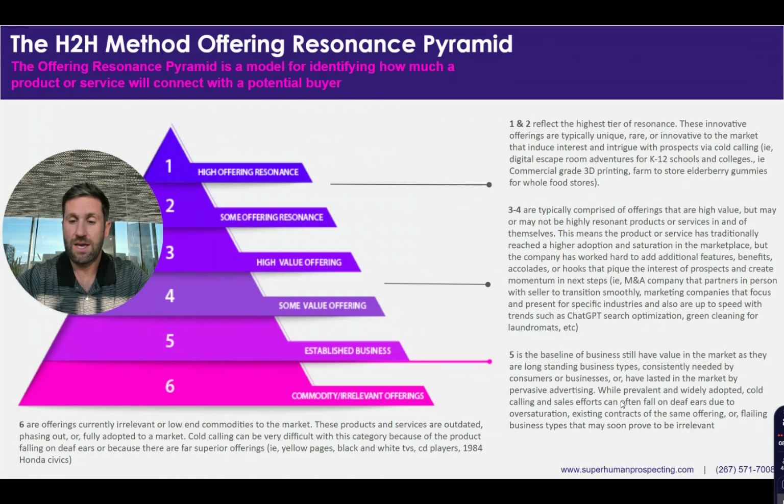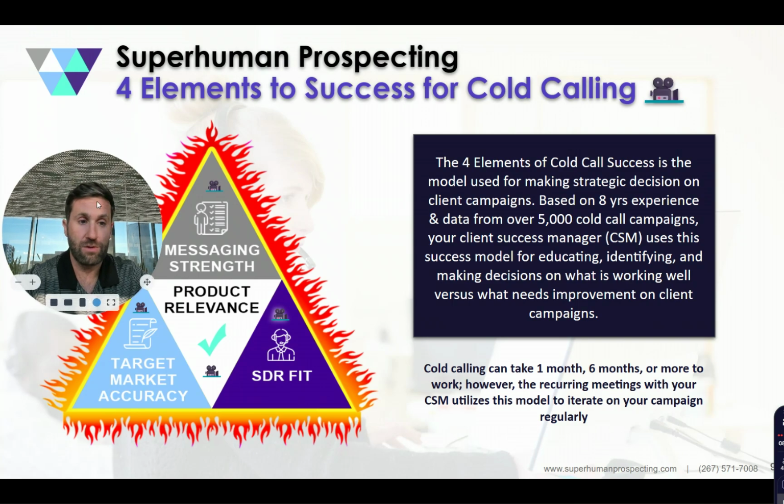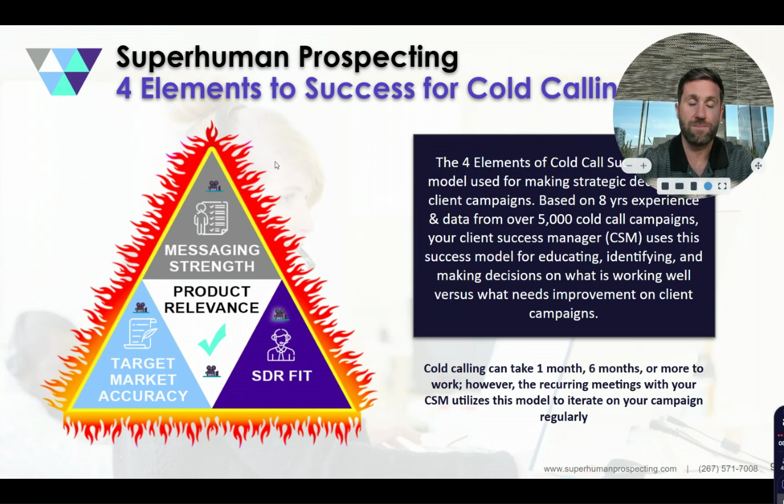So let's just say that we were in a campaign with you and we had a hard time with conversations. We were getting hung up on a lot. We were getting lots of people on the phone, lots of decision makers, but within the first few seconds they were hanging up. Well, this is the success model we use. We look at cold calling as a function of good product relevance with strong messaging to the right market and the team to do it.